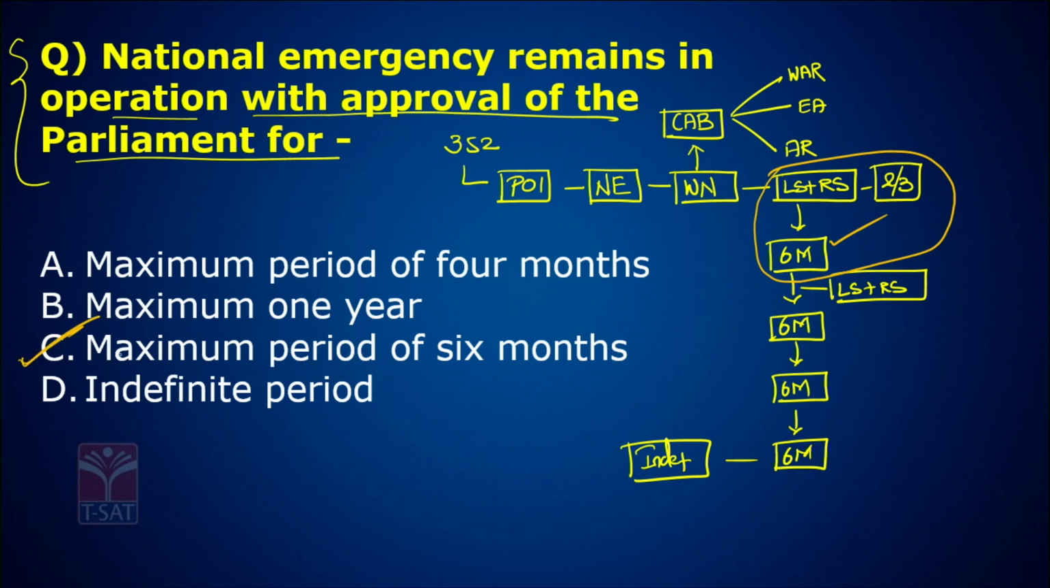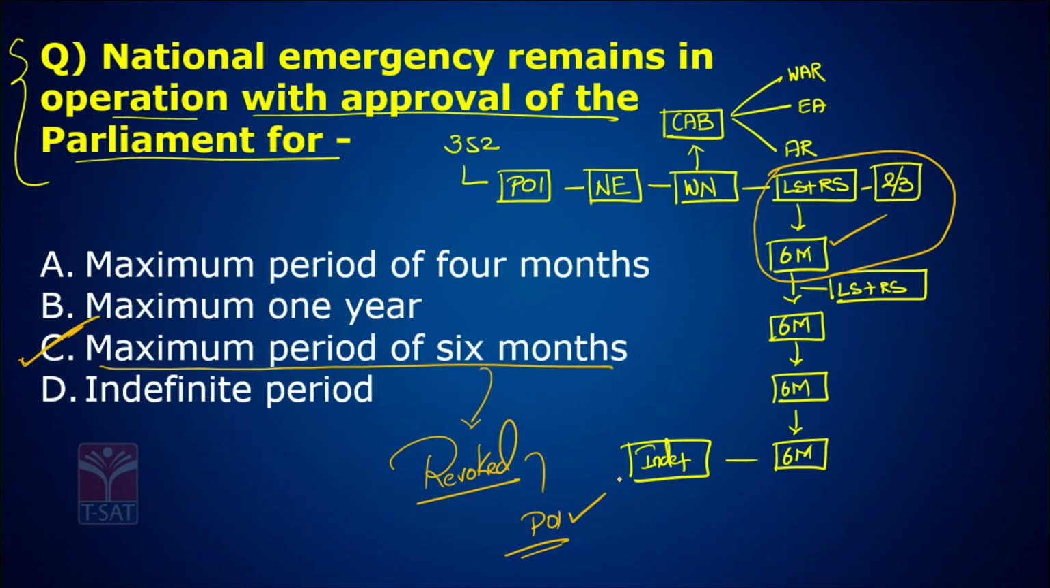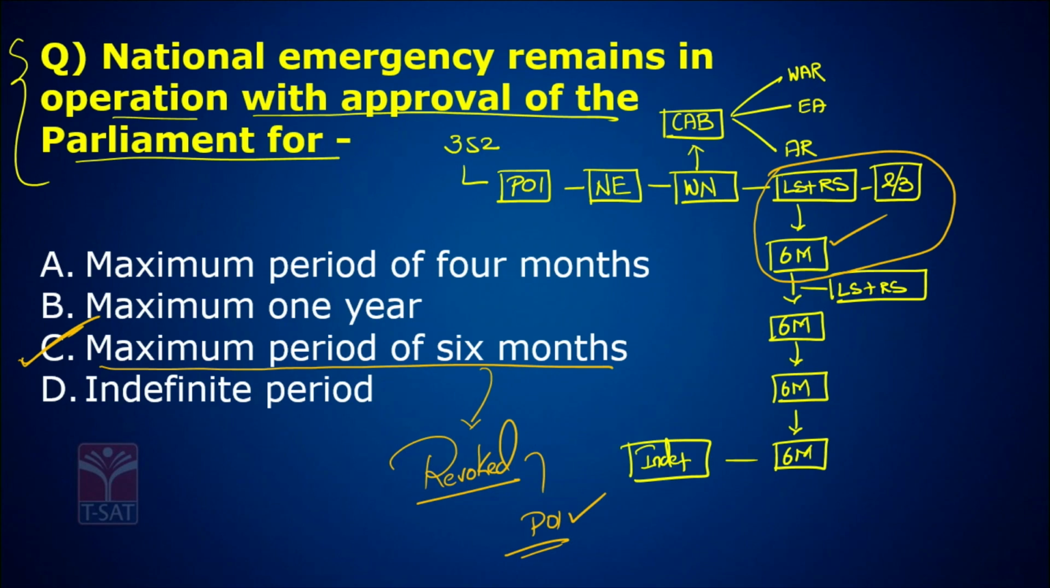Why did I say maximum period of 6 months or up to 6 months? Because within this 6 months, it can be revoked. It can be revoked by the President of India. The emergency can be revoked by the President of India. That is what I mean. Now, maximum of 6 months.